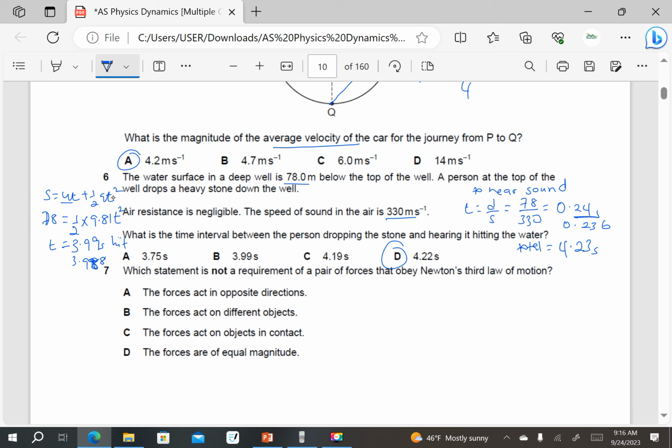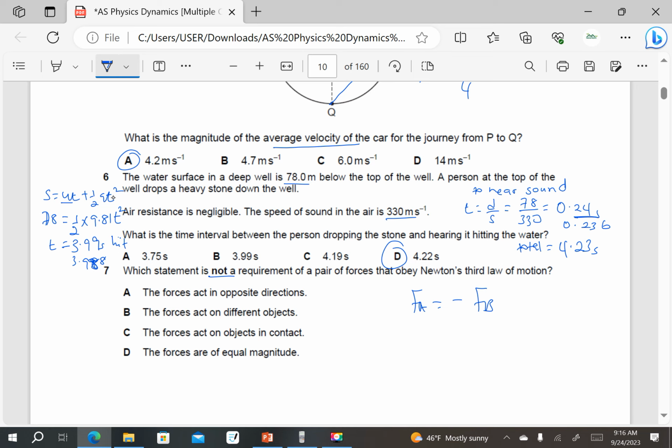Which statement is not a requirement of a pair of forces that obey Newton's third law of motion? Of course, remember Newton's third law of motion: when body A exerts a force on body B, body B exerts an equal but opposite force on body A. That is, FA should be equal to minus FB.